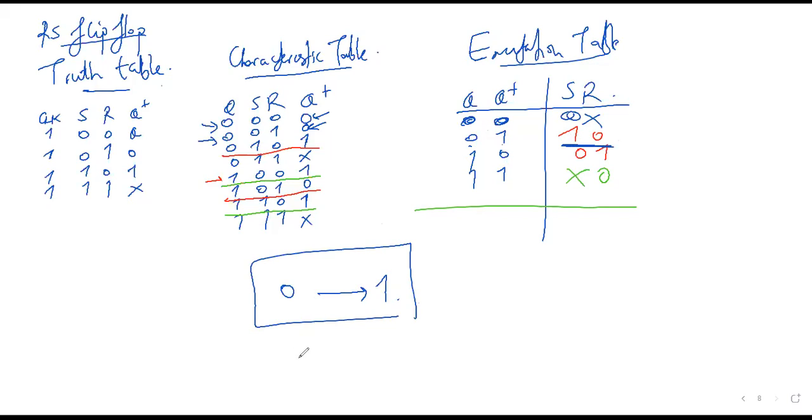So I'm trying to build up a circuit. I want to go from 1 to 0. How do I go from 1 to 0? I change my S and R to 0 and 1. We'll discuss later how do you change your S and R to be 0 and 1, or to be 1 and 0, or to be 0 and 0.